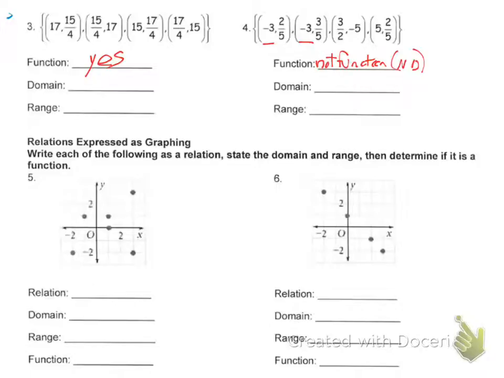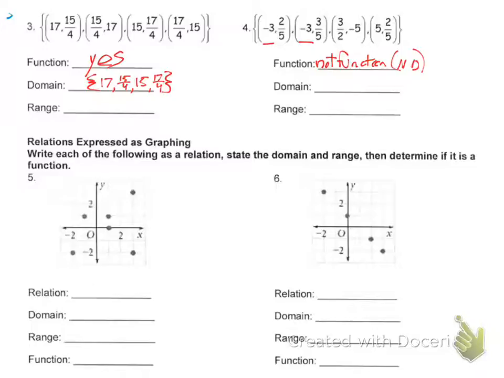Now, let's go over what the domain is. Go back to 3 now. Where I said that using set notation is going to be a little easier because here, all I have to do when I have to list things is just list them. Put them with the set notation on it. So what's my first x value? 17. Next one. 15 fourths. Next one. And 17 fourths. Done. That is the domain of this particular set of points.